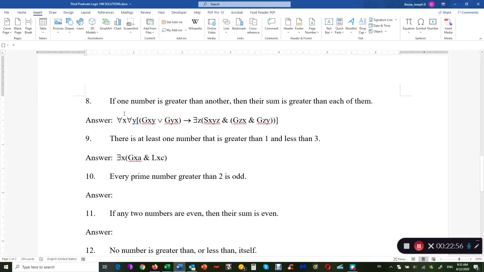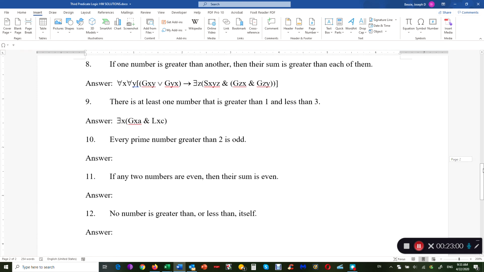Number 8 is kind of out of place in the order of complexity. That should be at the end. I don't know why I put it there.